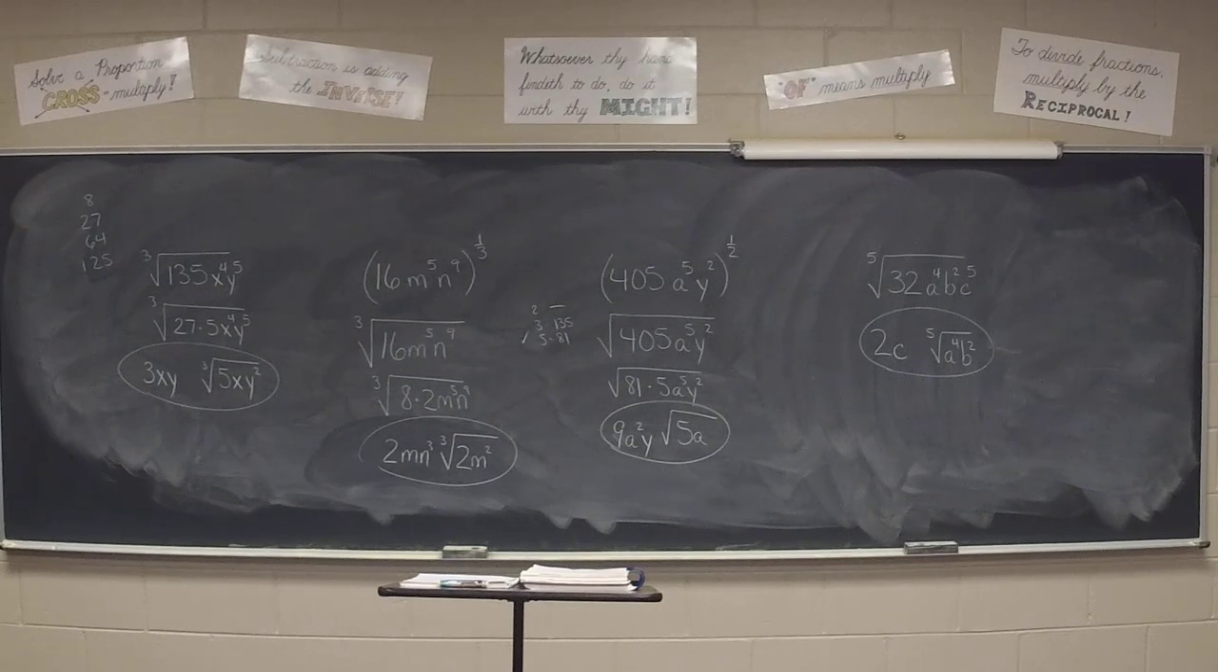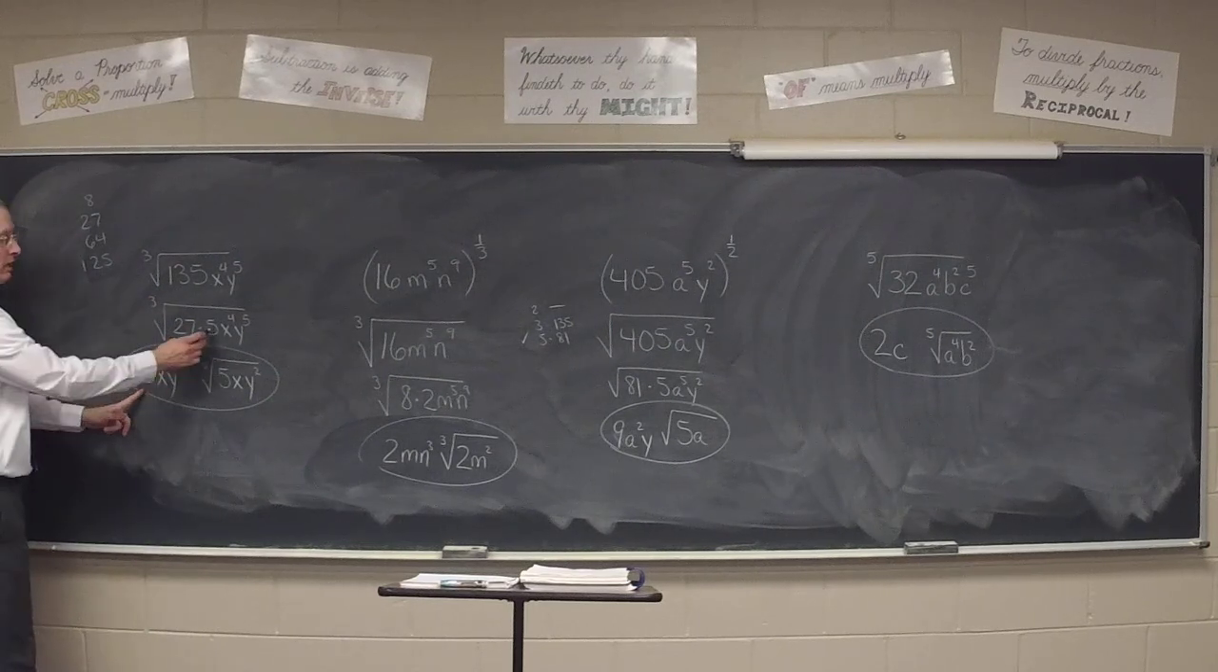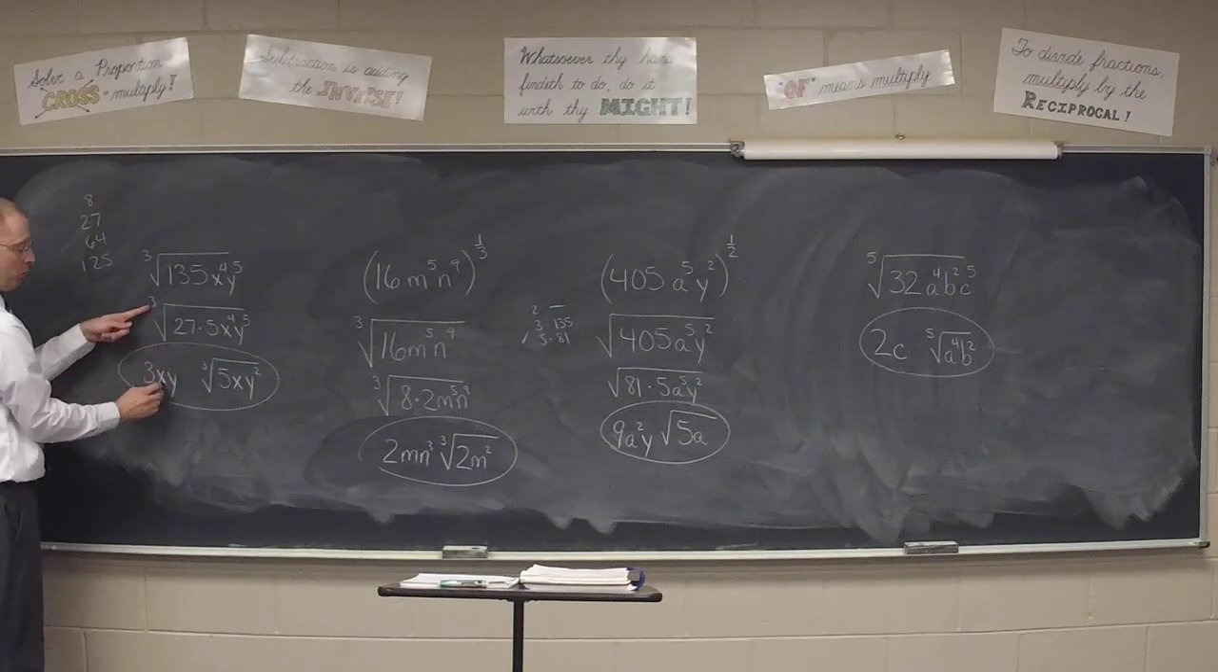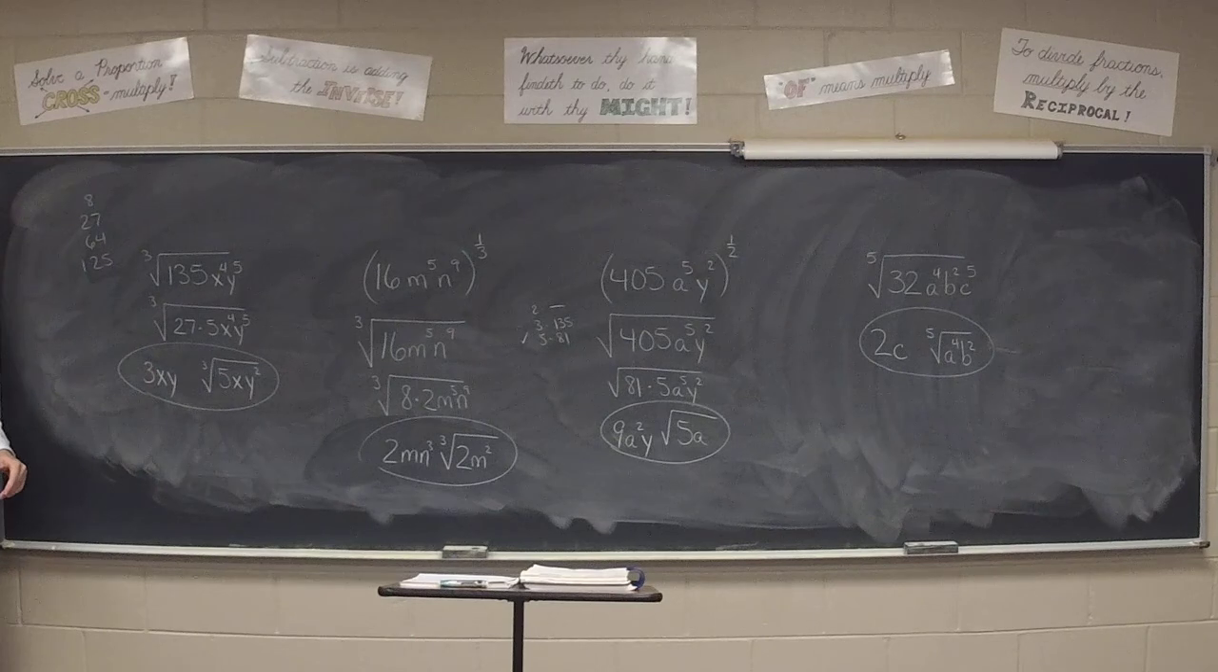Go ahead and put your pencils down. Even if you're not finished, check your answers. Here, factored into 27 times 5, got a 3, left the 5. 3 goes into 4 one time with 1 left, 3 goes into 5 one time with 2 left. Did we get this answer on the first one?